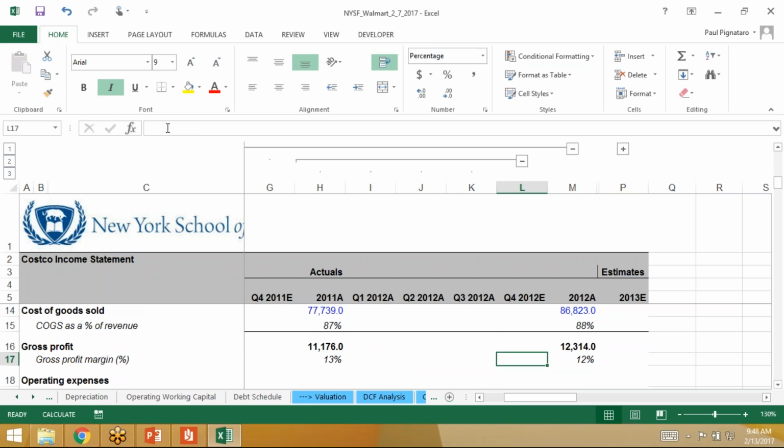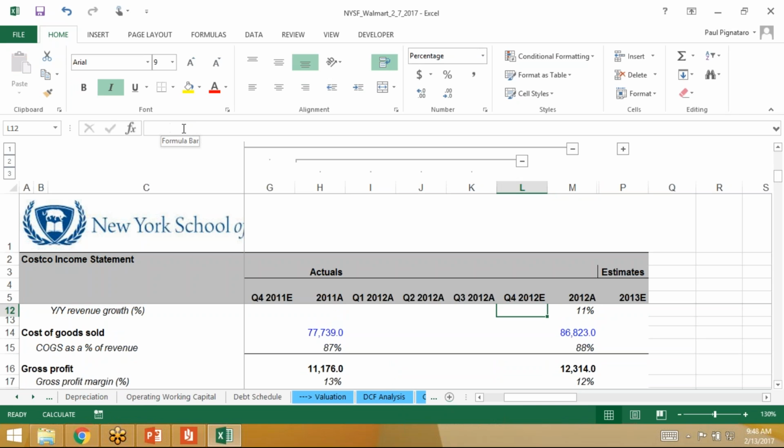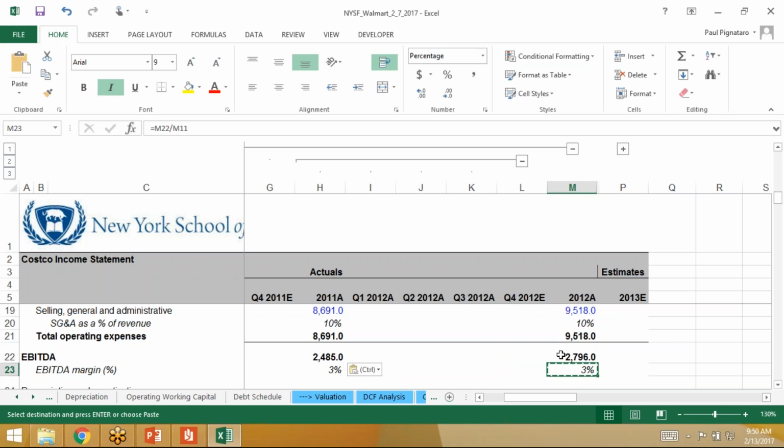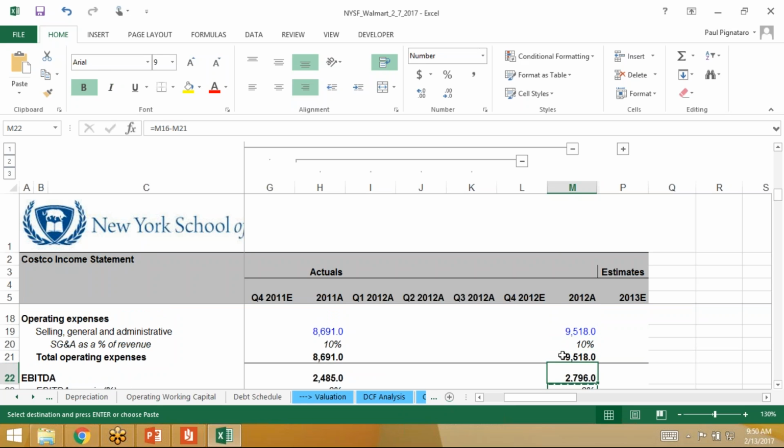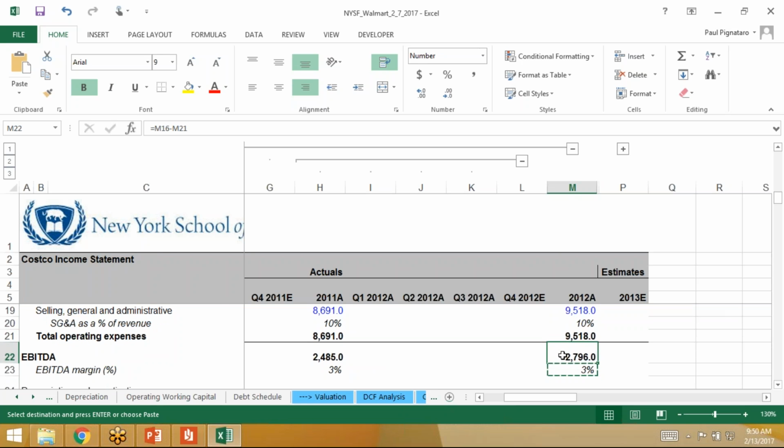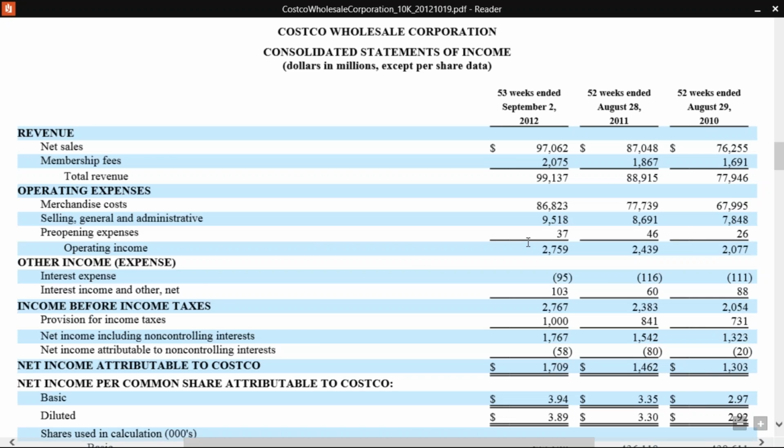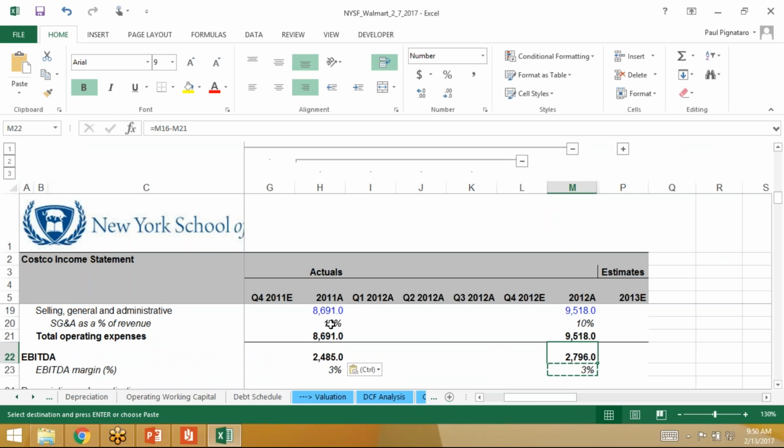And I'm going to scroll up and I'm going to pause and you just let me know where you want to catch up here. Okay, so just to make things more efficient, I had jumped ahead and just hard-coded in the SG&A and then calculated down to EBITDA. So SG&A was 9518, 8691, calculated percentage of revenue, and then EBITDA was just gross profit minus that OPEX, and I calculated the margin.